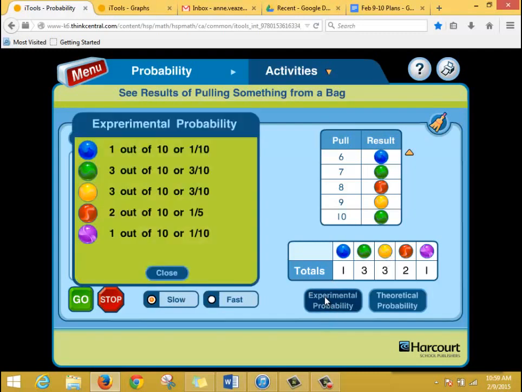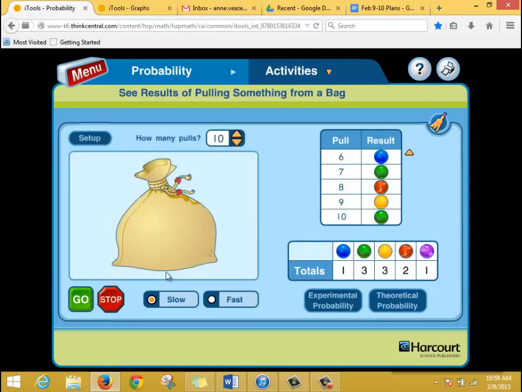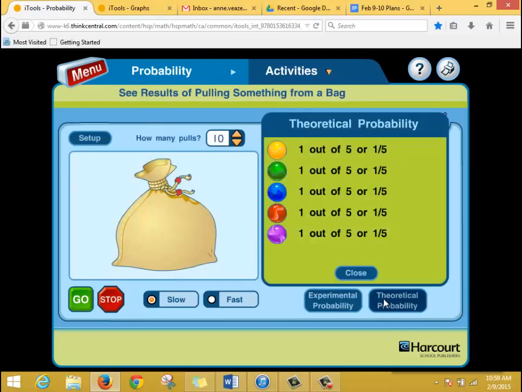Okay, let's see what it says. So if we were looking at the probability, the blue was 1 of 10, or we'd record it as 1/10. 3 green ones out of 10 pulls is 3/10. 2 out of 10, 1/5. 1 out of 10, 1/10. Okay, that's our probability. If we want to think about the theoretical probability, that means if there's 5 different choices, we have a 1 in 5 chance of pulling any of those colors.